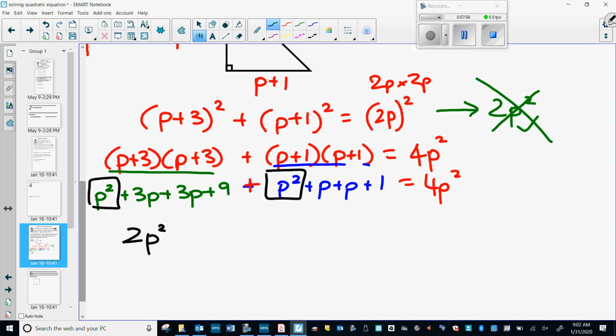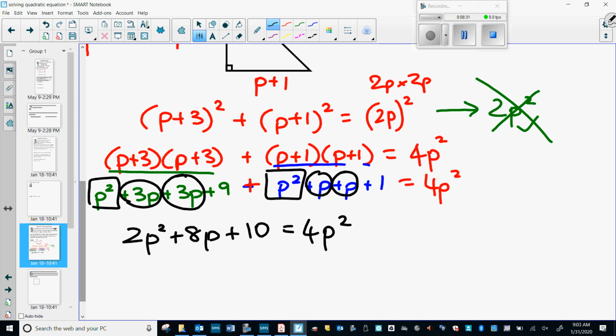So 3p plus 3p is 6p, plus p plus p is 8p. Almost, Danny. Danny, how do we feel about the next one? Can we do this one? 9 plus 1 is 10. Quick maths.